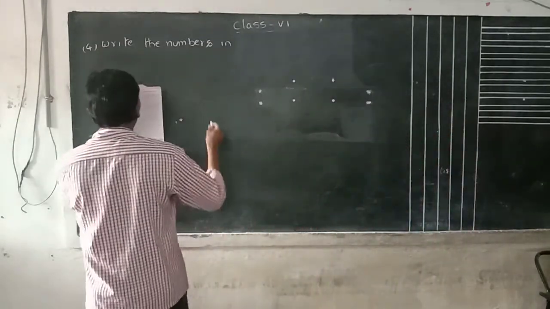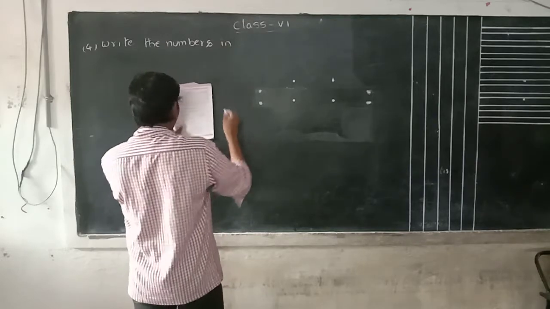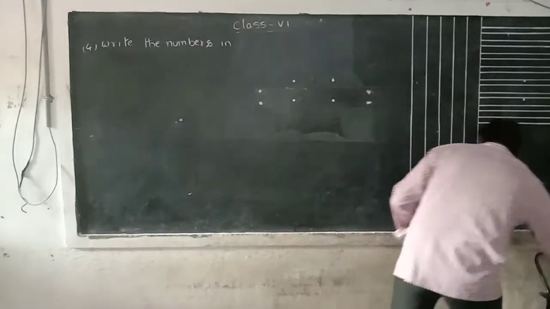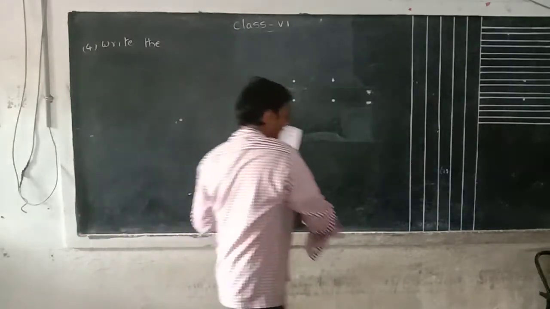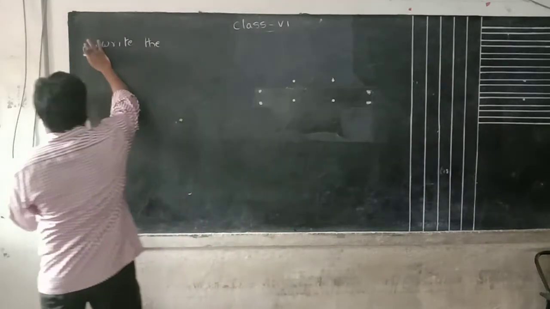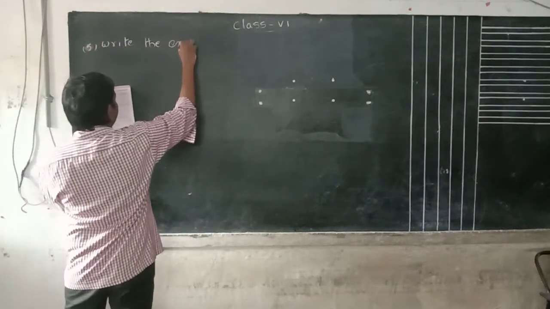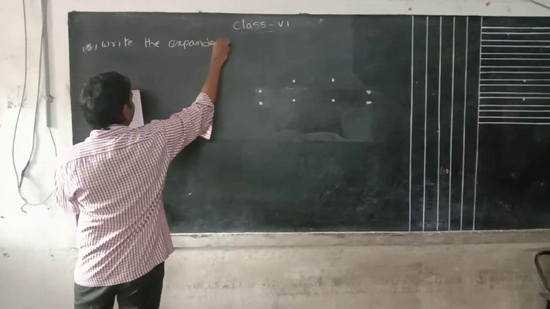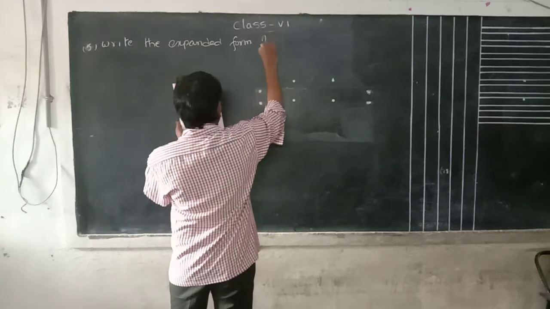What is the next one here? Write expanded form. The fifth one we are discussing. Write expanded form of the numbers.